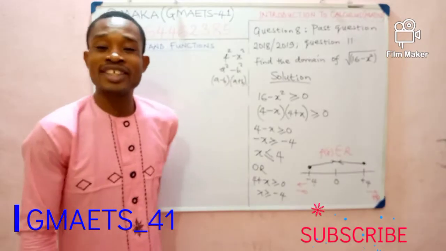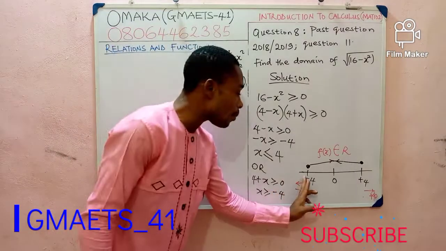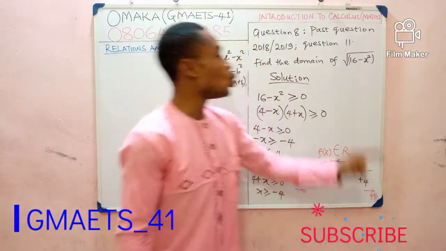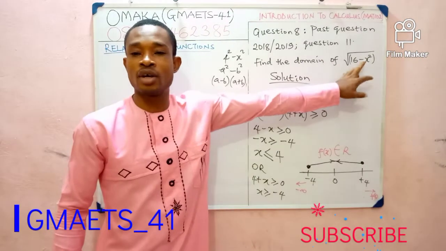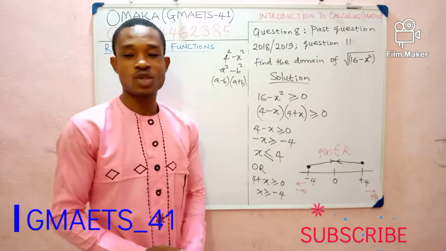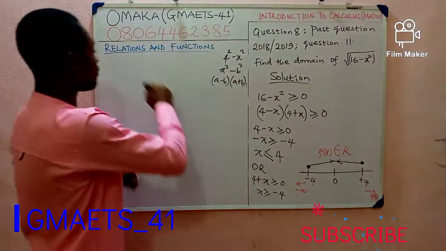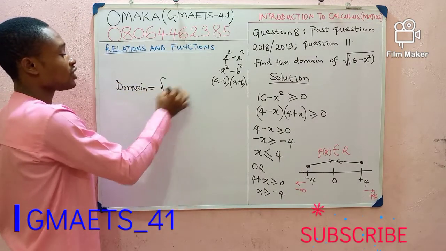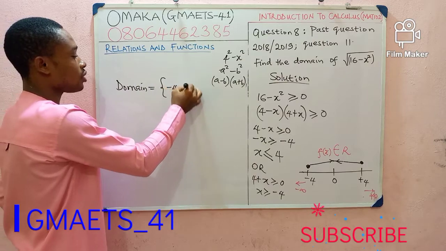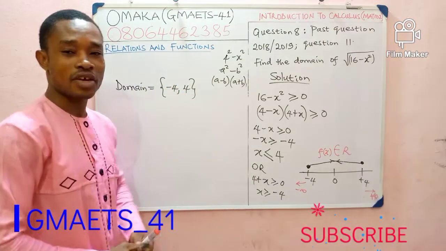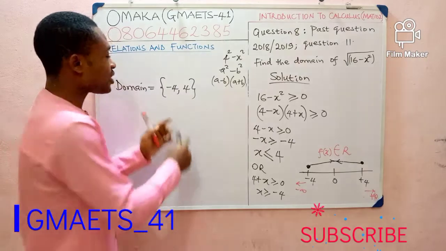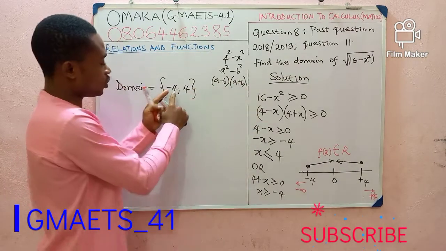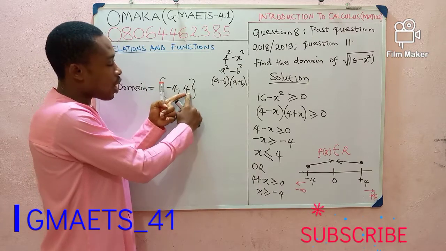By implication, any number below minus 4 and above plus 4 will not give you a real number for f of x here. It will not. Therefore, I'll write my domain to be equal to minus 4 comma plus 4. That's your result. That's how you quote the domain, stating that the real numbers that you will obtain will be produced by numbers between minus 4 and plus 4.